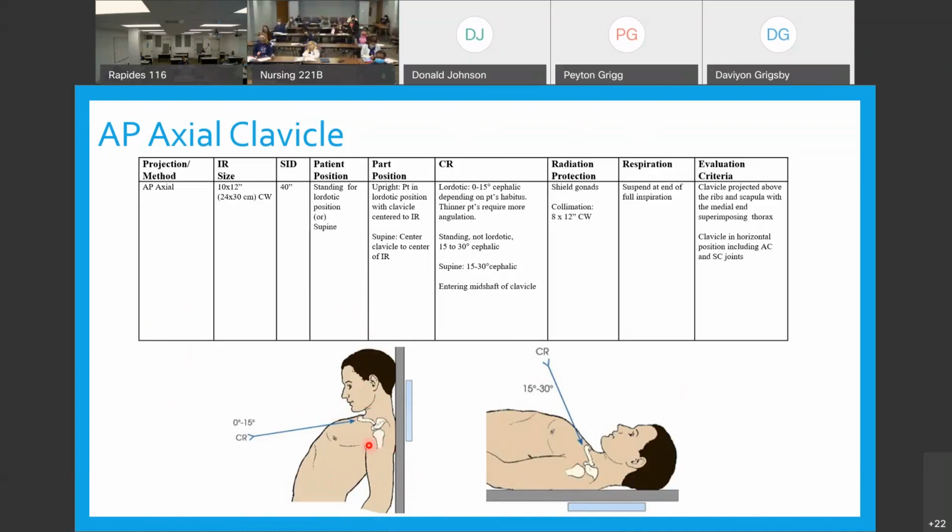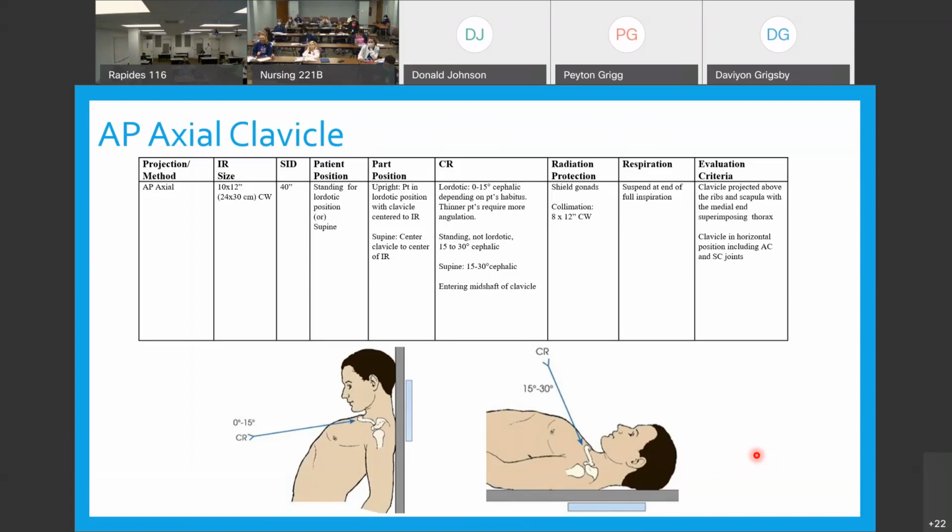See this person here, he's in lordosis right now. What if he can't? What's the angle? Here, obviously, he's supine and he can't do the lordotic position, so it's 15 to 30. Thinner patients will require more. That tells you between the 15 and 30 range, you're going to be on the 30 side on a thin patient. On a healthy average person, you'll be down there in that 15 to 20.